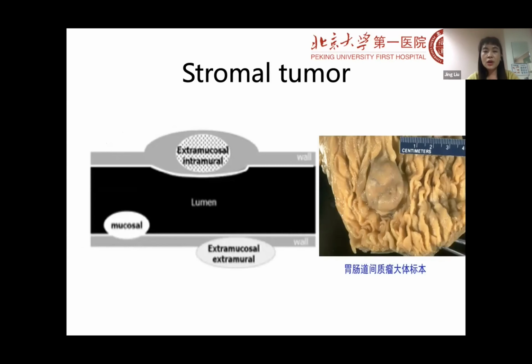Stromal tumor. It is also called the borderline tumor because it could be either a benign one or a malignant one, and it always depends on the pathological results. The typical feature of the stromal tumor is its location, because almost all the other tumors in the small bowel are located either in the mucosa or intramural, but only the stromal tumor could be located extramural. So that is the typical feature for stromal tumor.